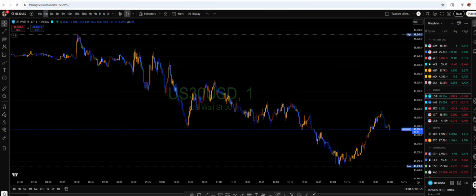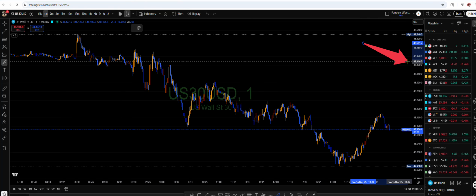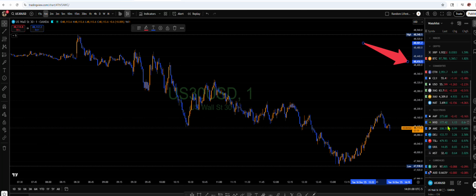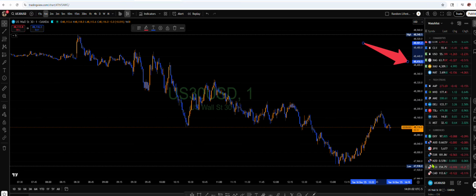Now the link that I sent you, this link over here to my right. Once you open it on the computer, this link is gonna come up. You could just add it to your Trade and it's already gonna look like this. So these are all my futures. These are the regular indices, crypto, commodities, tech stocks, and currencies.